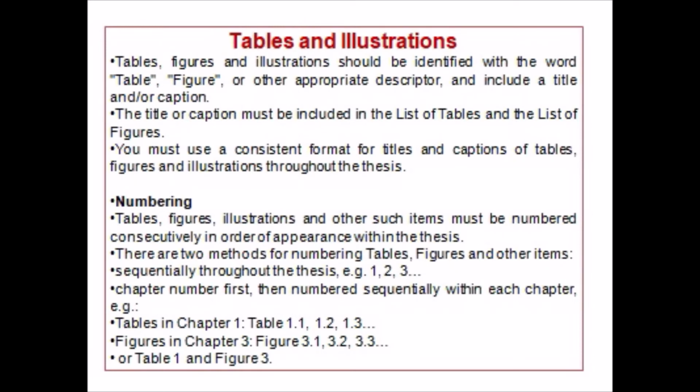Tables and illustrations. Tables, figures and illustrations should be identified with the word table, figure or other appropriate descriptor and include a title and a caption. The title or caption must be included in the list of tables and the list of figures. You must use a consistent format for titles and captions of tables, figures and illustrations throughout the thesis or project work. Lettering in tables and figures should be at least 2 mm high to ensure that the information is easy to read. Tables and figures must have titles or captions and must be numbered.